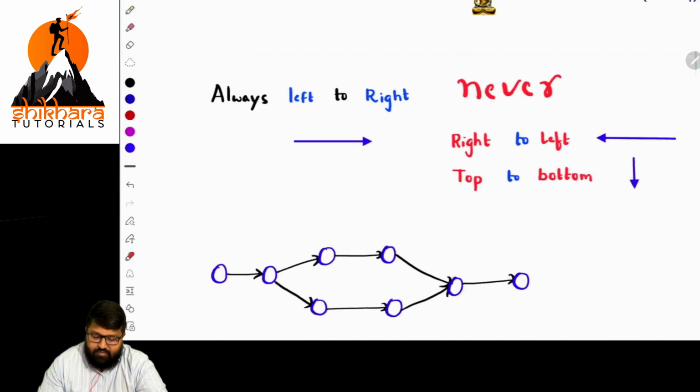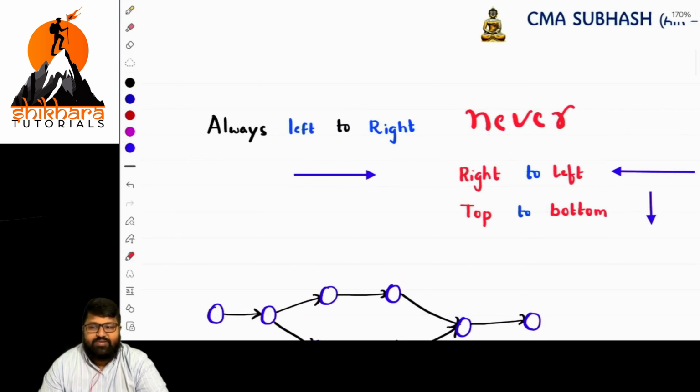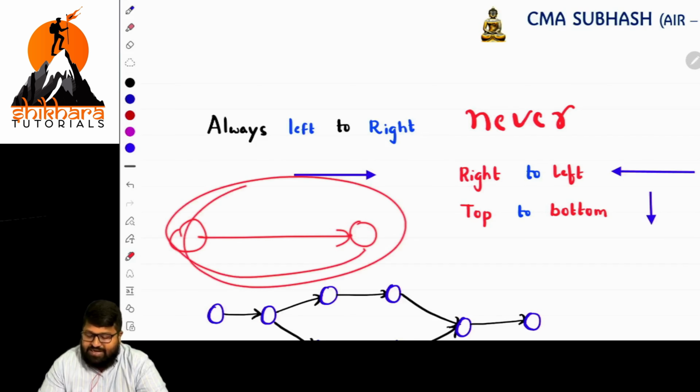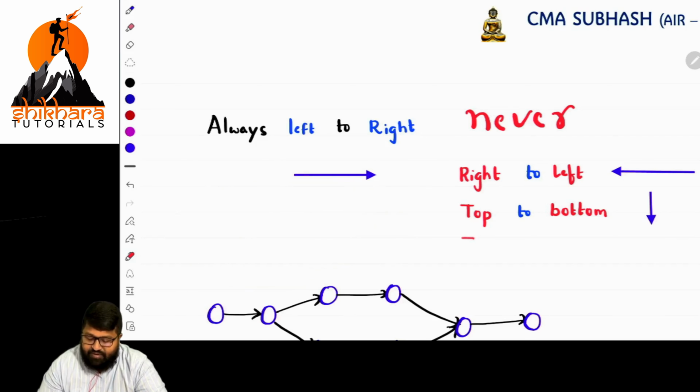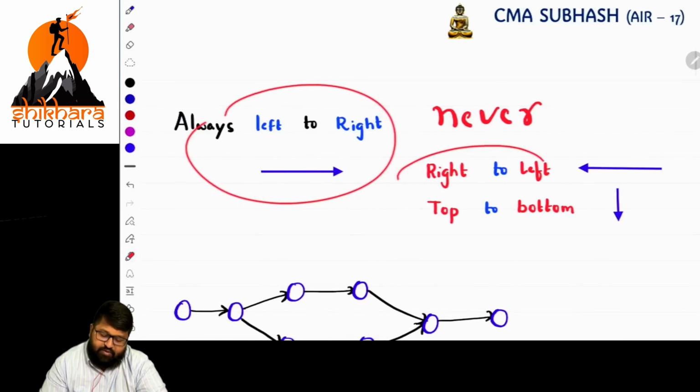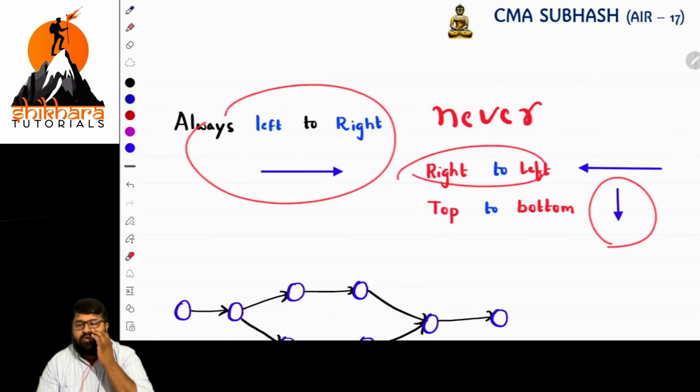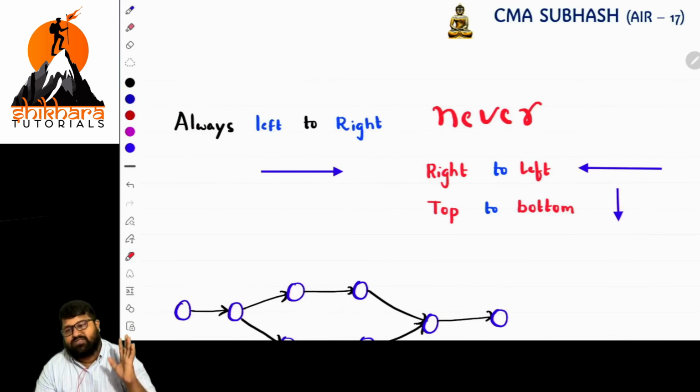Okay, and one more thing. Always the arrow starts from left and ends to right. The direction is always from left to right, never from right to left. This is not at all followed. Always left to right. Okay, so is it clear now? And never right to left, and even top to bottom is also not fixed. Basically, these are the basic fundamentals. You have to follow these things while you are drafting a diagram.